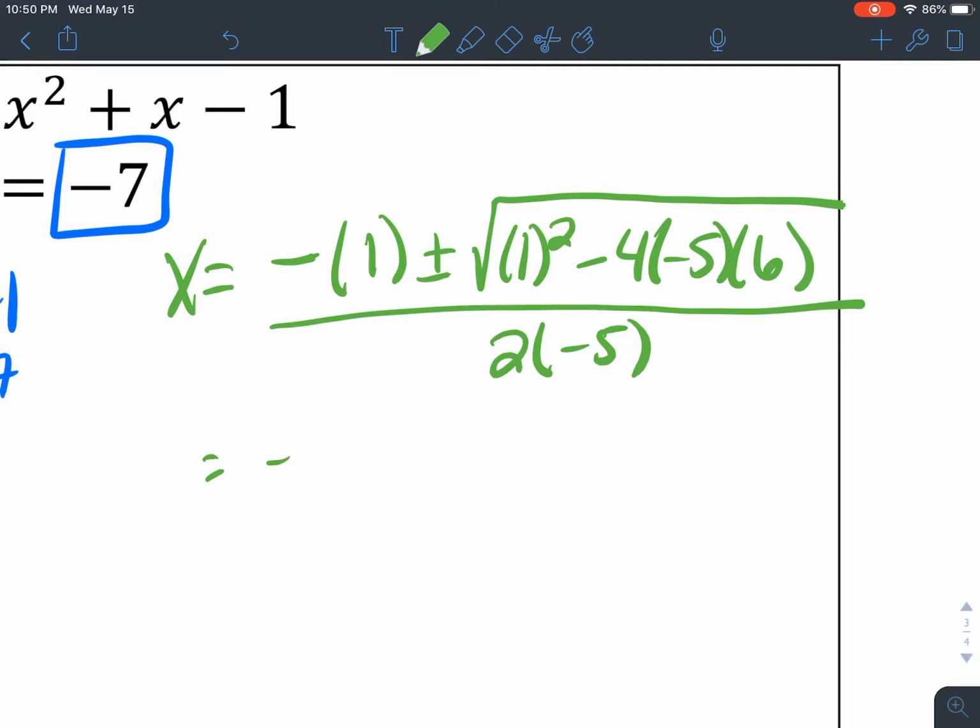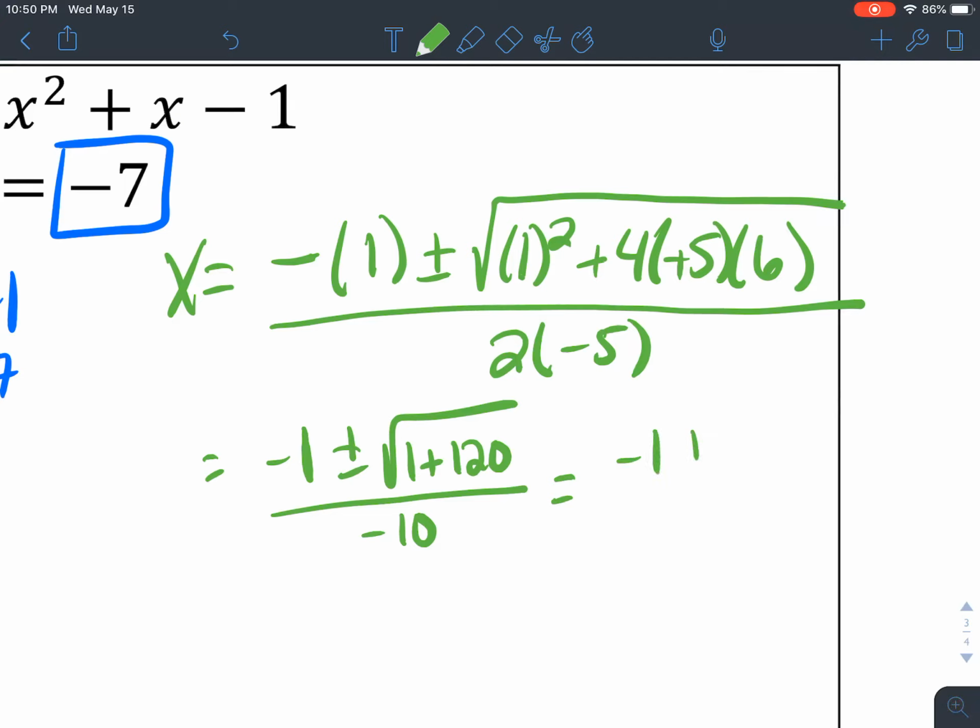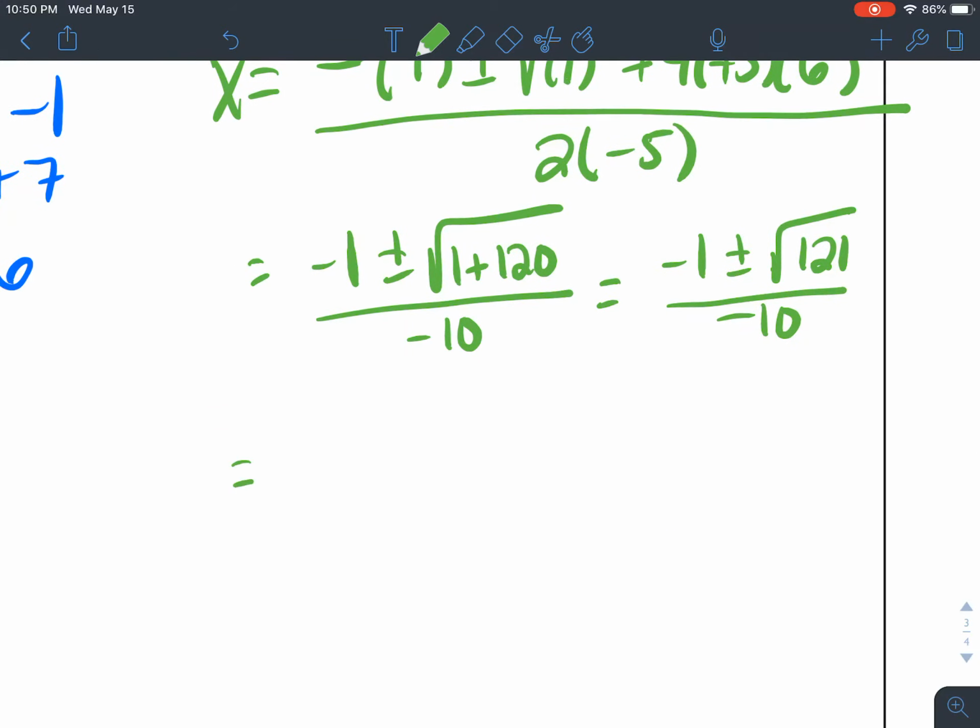So simplifying from here, negative 1 plus or minus the square root of 1. Let's see, that's 2 negatives, so it's going to be a plus. 4 times 5 is 20, times 6 is 120, all over negative 10. So that tells me negative 1 plus or minus the square root of 121, all over negative 10. So negative 1 plus or minus 11, all over negative 10.